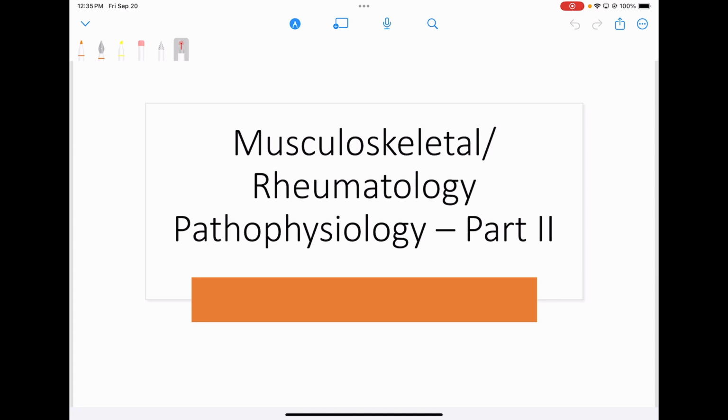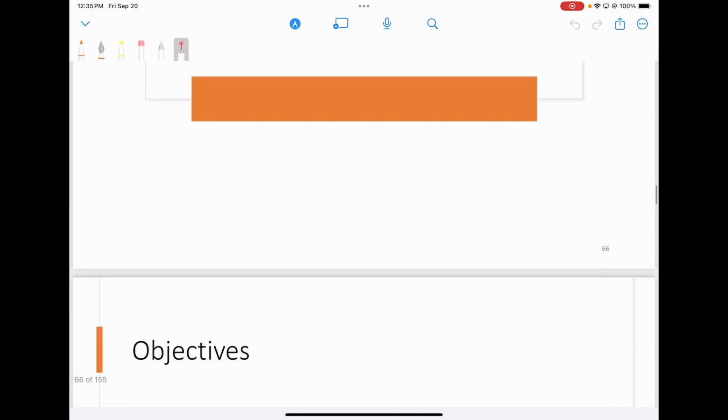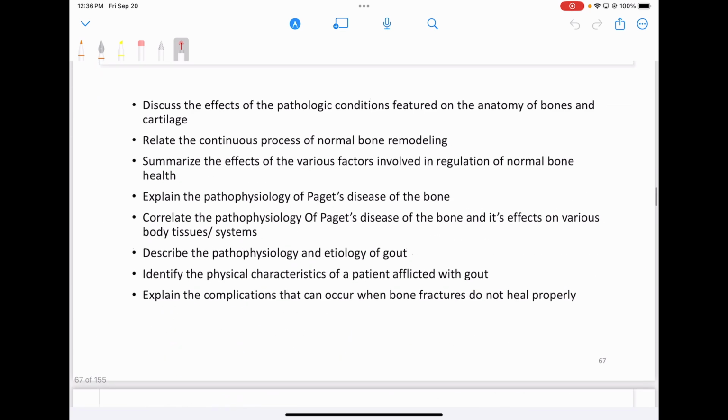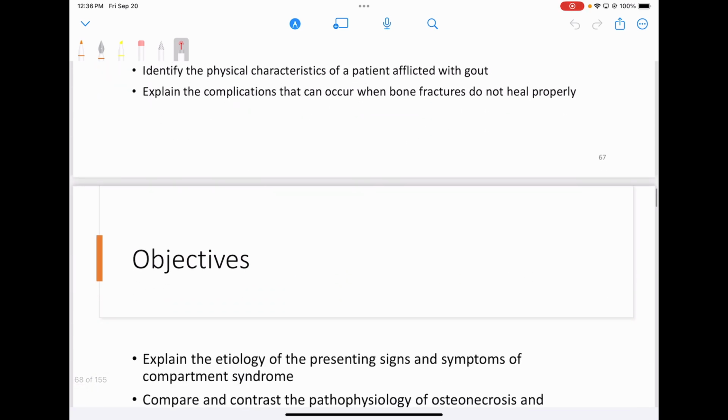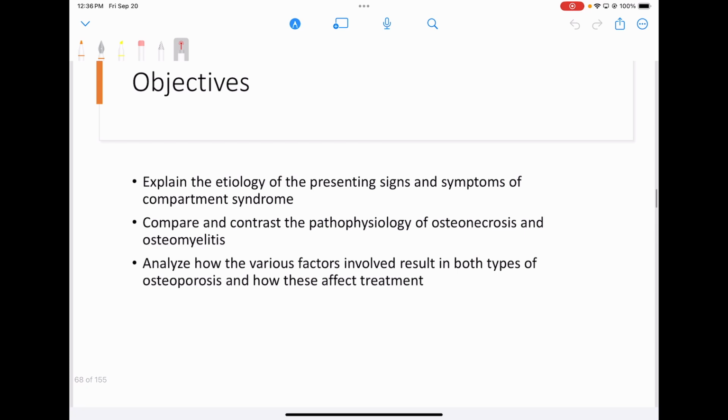So yesterday, remember we did joints and soft tissue. Today, we're going to move on to actual bone disorders. So our objectives for today, what we're going to be doing.